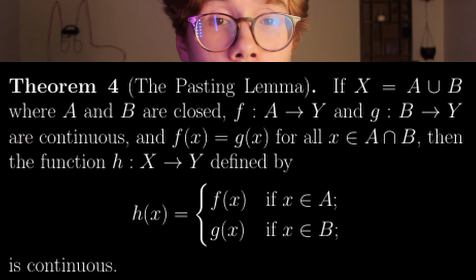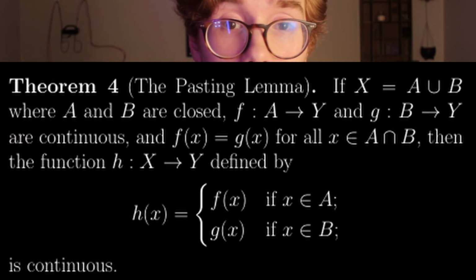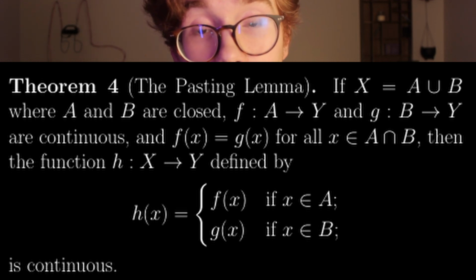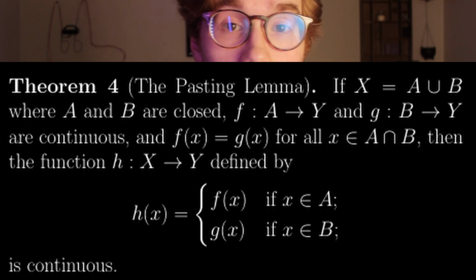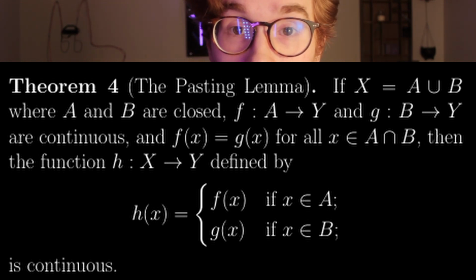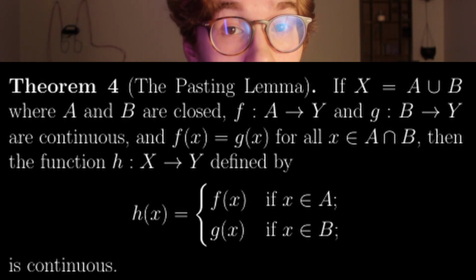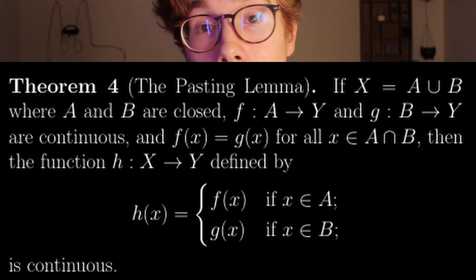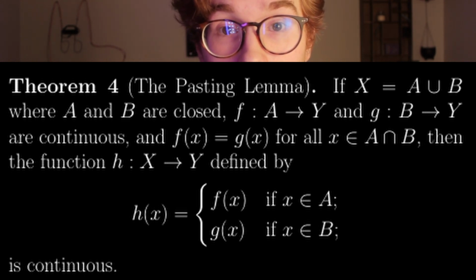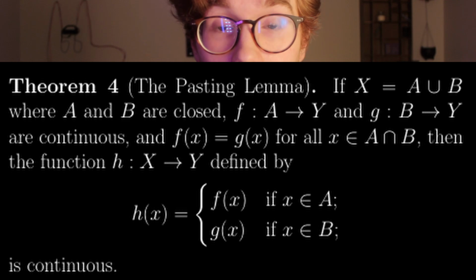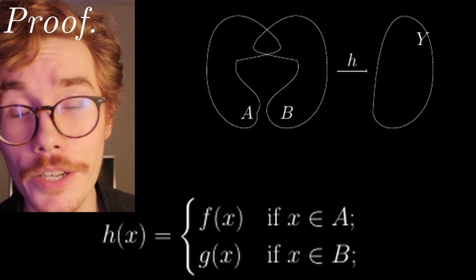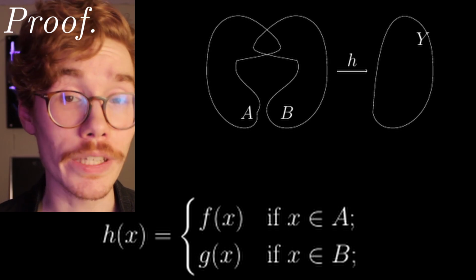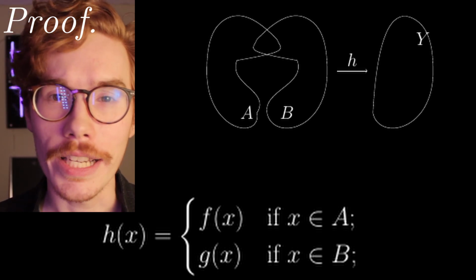If X is a union of A and B, where A and B are each closed, I have a function f from A to Y and a function g from B to Y, such that f of x equals g of x for all points in the intersection of A and B, then the third function h, defined to be f of x if x is in A and g of x if x is in B, is continuous. Okay, first, just notice that h is well defined, since f and g agree where they're both defined. It's good to get that out of the way.